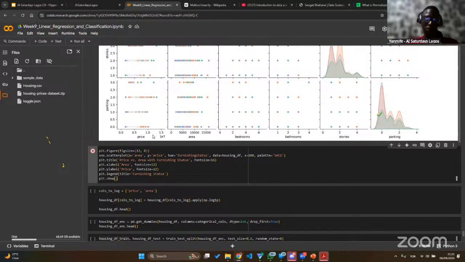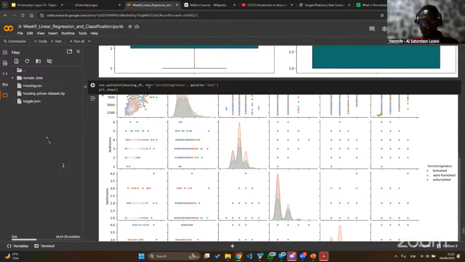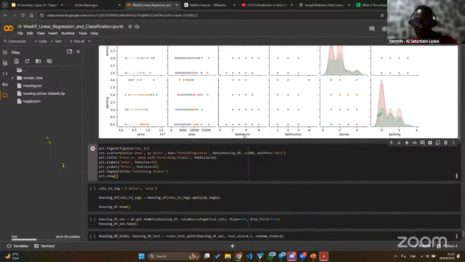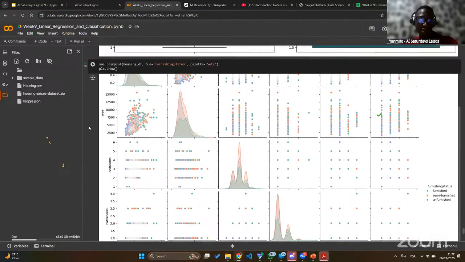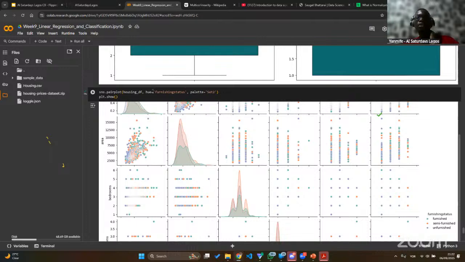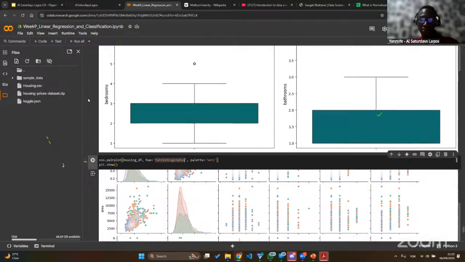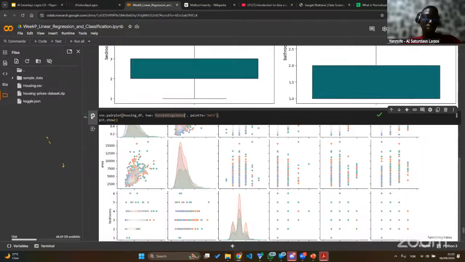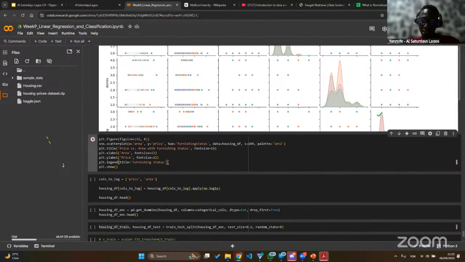Remember, I'm using furnishing status here. It is highlighting the furnished, semi-furnished, and unfurnished parts. Instead of this furnishing status, I can use another categorical variable here. So you can always experiment with that. Which other categorical variable do we have in this data set? You can try that out when I send this to you.